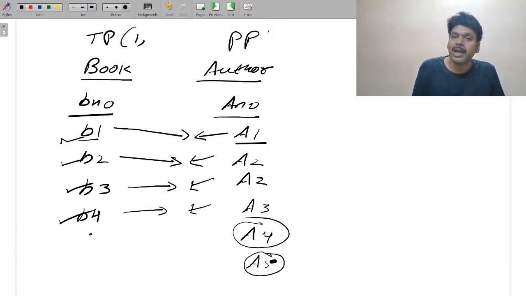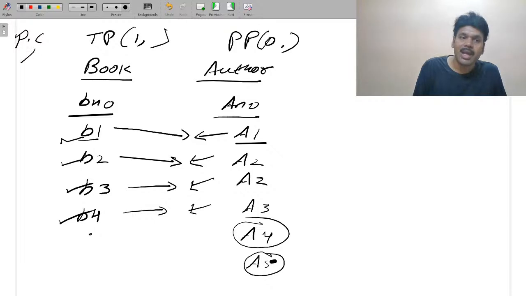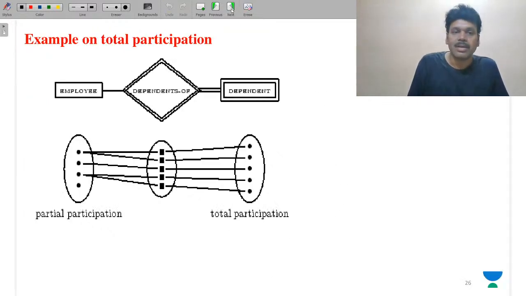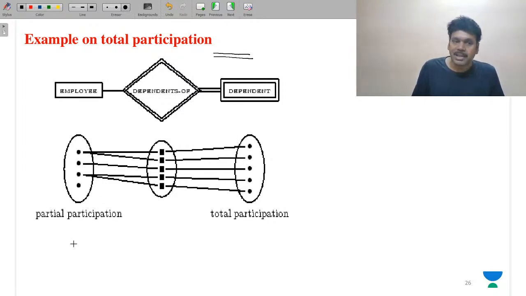Minimum should come only one time. Now we are talking about minimum occurrence only. The minimum occurrence is decided by the participation constraints, two varieties: total participation and partial participation. So now we will see these are the total participation examples. How are you going to specify total participation? If you write like this, a double arrow, it's a total participation. If you write a single line, it is a partial participation.